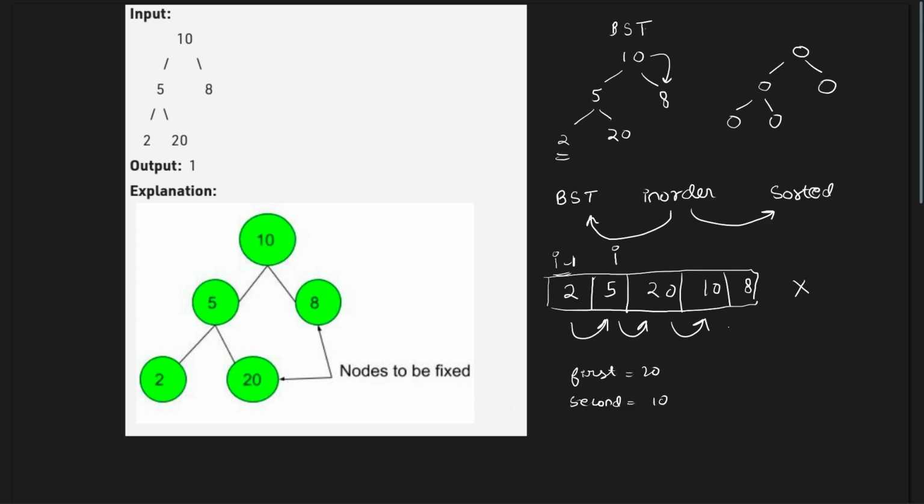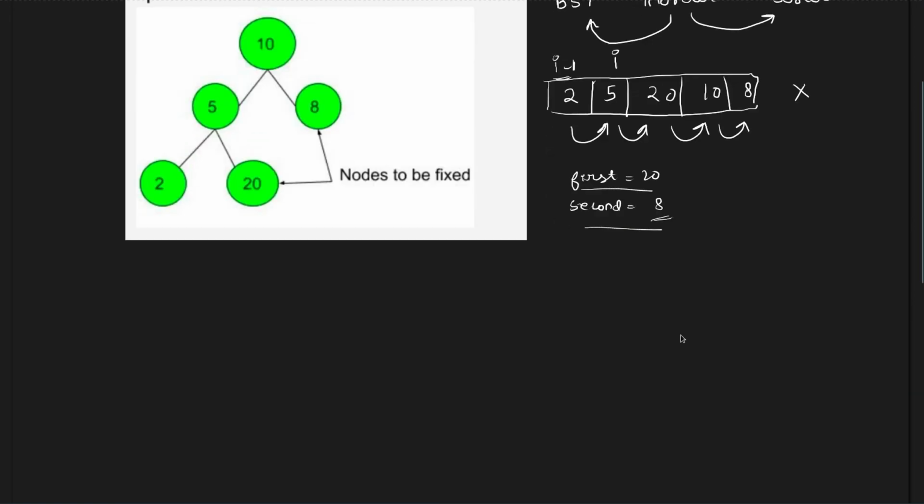Right? Now we again move further. We see that 8 is smaller than 10, so we can update the second value to be 8. This is the particular node that is incorrect, right? And at the end we have first and second, and we can just swap them. Now a very valid question is why we are updating the second value, right? There is a reason for it, and the reason is in the question itself.